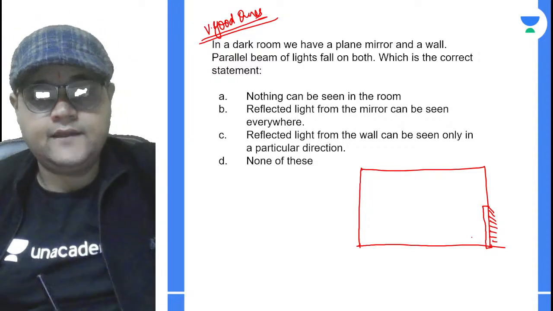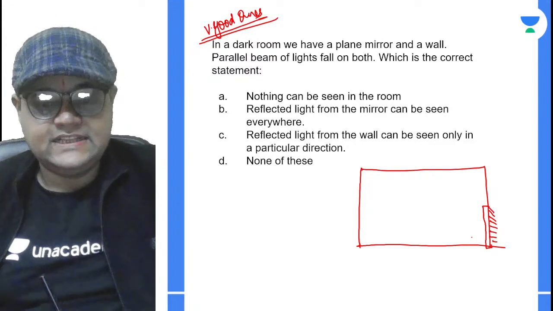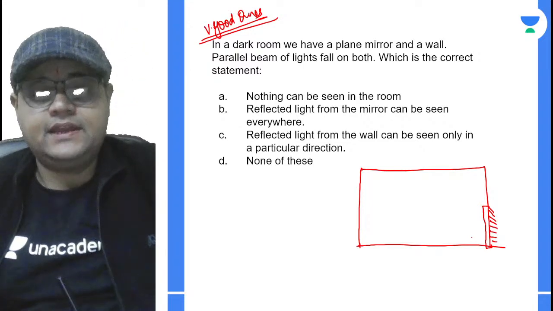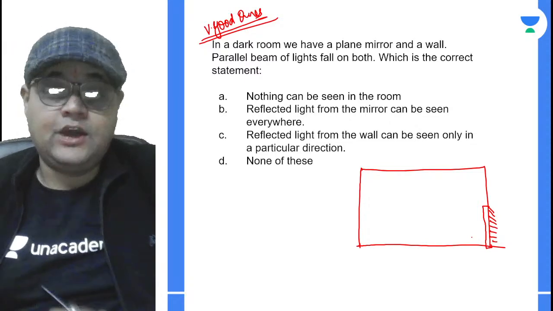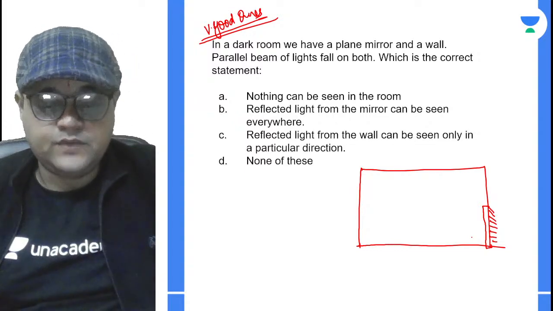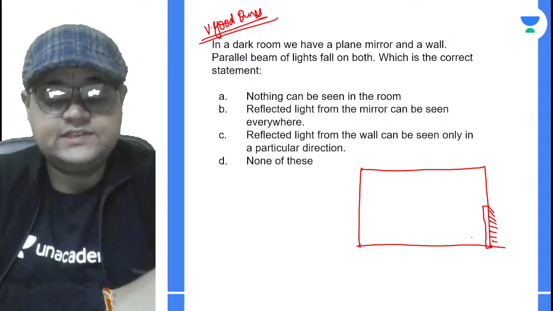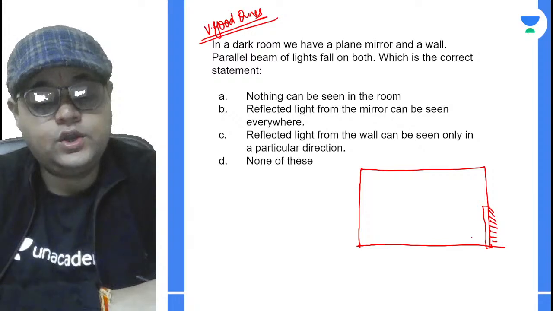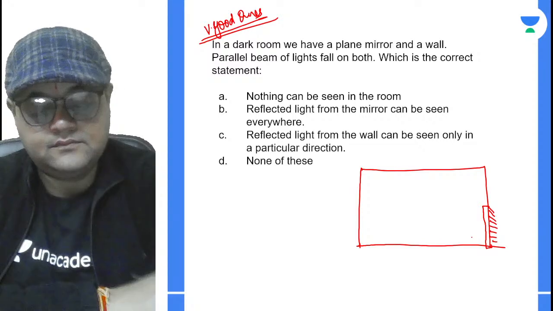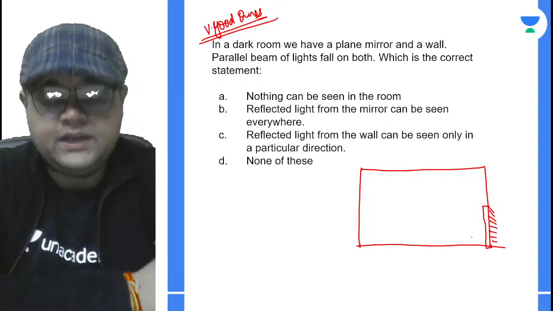Okay, Abhinav Sharma is saying B. Okay, Abhinav, you are saying that reflected light from the mirror can be seen everywhere. Fine. Now, can you tell me, Abhinav, which concept have you used in answering the question? It's very important to decode things. What was the underlying concept for this? How did you get B as the answer?